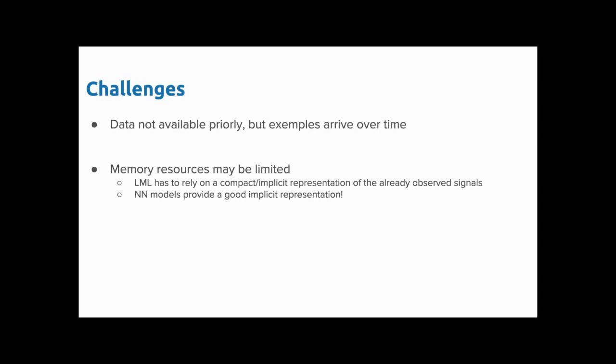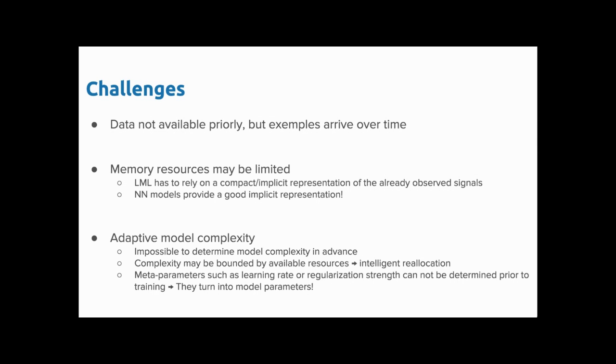It's just like how we humans learn, right? We grow and we learn, but we also have limited memory that can store limited information in our brain. And the third challenge is adaptive model complexity. Because your task and data keep changing, it gets very difficult to determine what is the right model capacity or complexity, right? And this complexity can be bounded by the available resources as well.